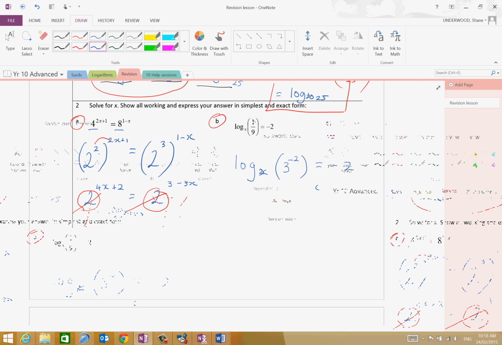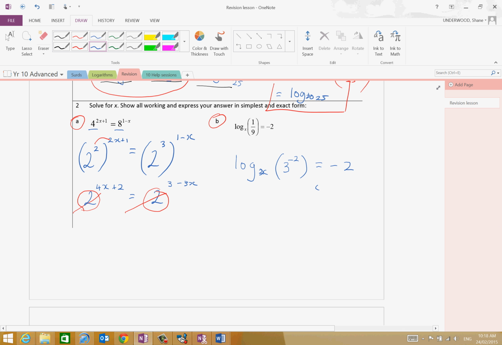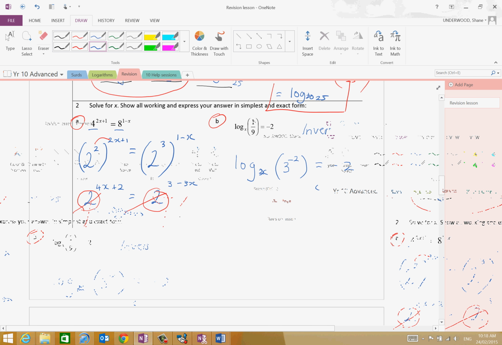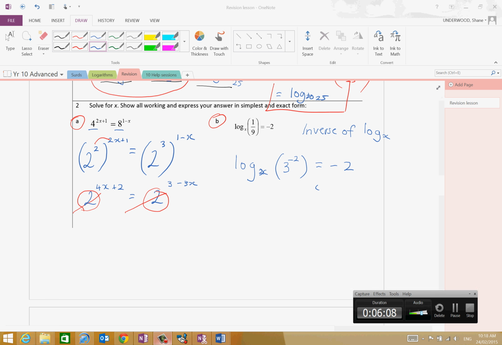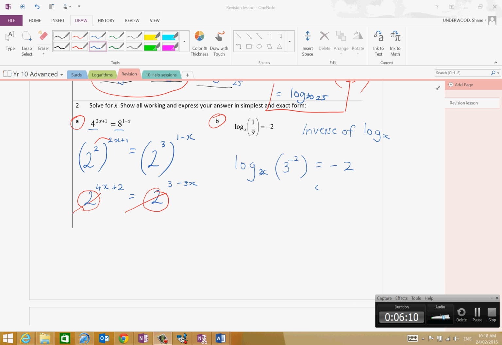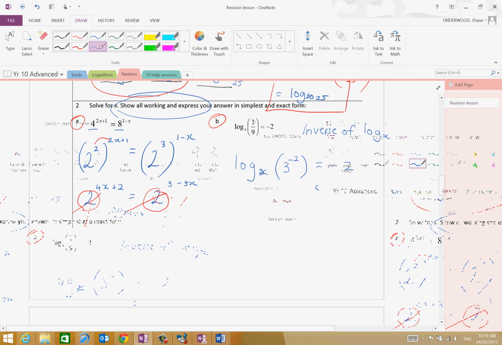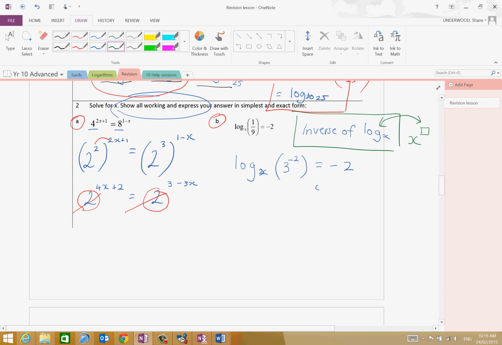Now, I could do a few things, but what is the inverse of log x? Can someone please put their hand up and tell me? What is the inverse of log x? All right, so the inverse of log of x is, if you like, x to the power of something. That's the whole point of logarithms.